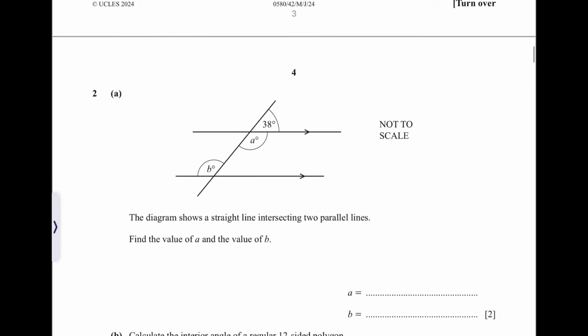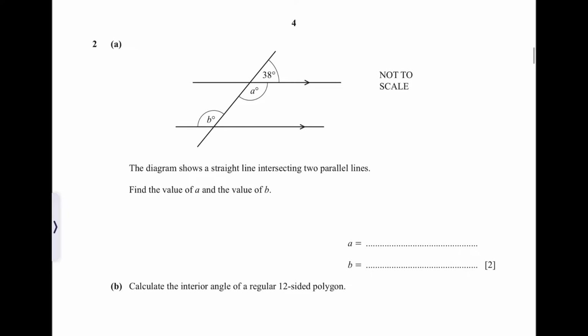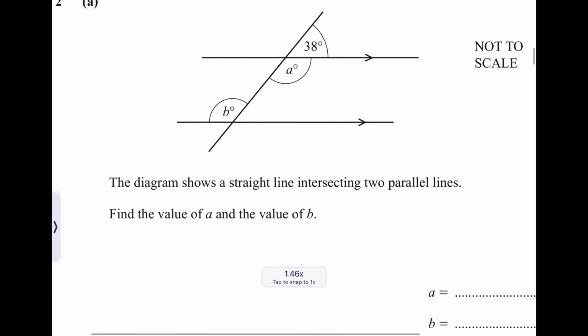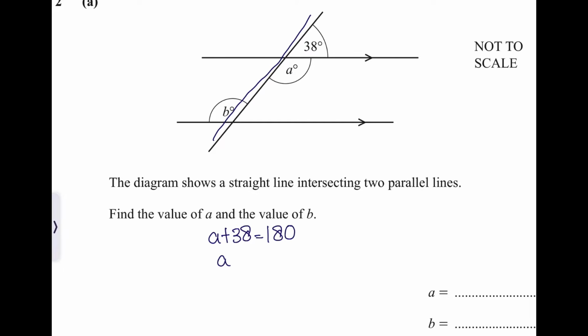Now moving on to question number 2, I believe. Yeah, so this is an angles question. The diagram shows a straight line intersecting two parallel lines. Find the value of A and find the value of B. In order to find the value of A, if you see, this line is a straight line. So the angle A plus 38 would be 180. A plus 38 is equal to 180. So A would be 180 minus 38, which is 142.